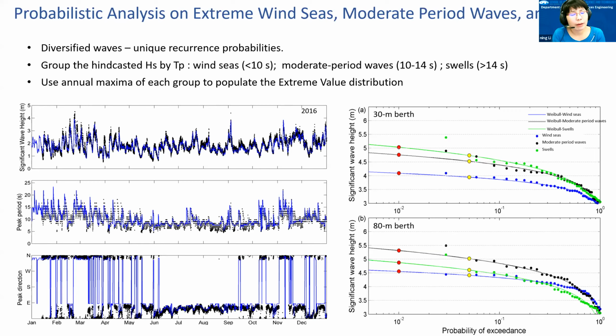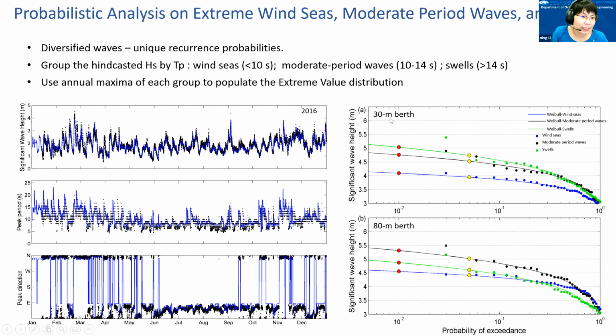Then we pick the maximum wave height from each year for each group and use these 30, 40 years of maximum wave height to populate the extreme value distribution. Through this extreme value distribution, we are able to extrapolate to get, for example, the 20 year return period, or even the 100 year return period at different locations. So you can use this information as a basis for your engineering design.